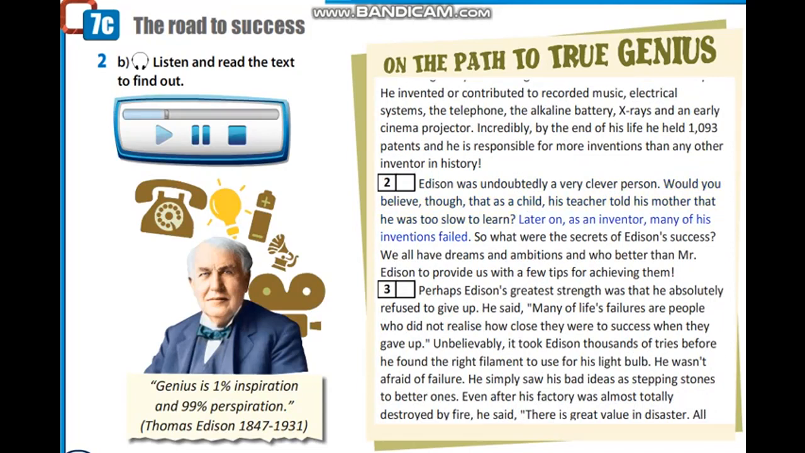Later on, as an inventor, many of his inventions failed. So, what were the secrets of Edison's success? We all have dreams and ambitions, and who better than Mr. Edison to provide us with a few tips for achieving them?